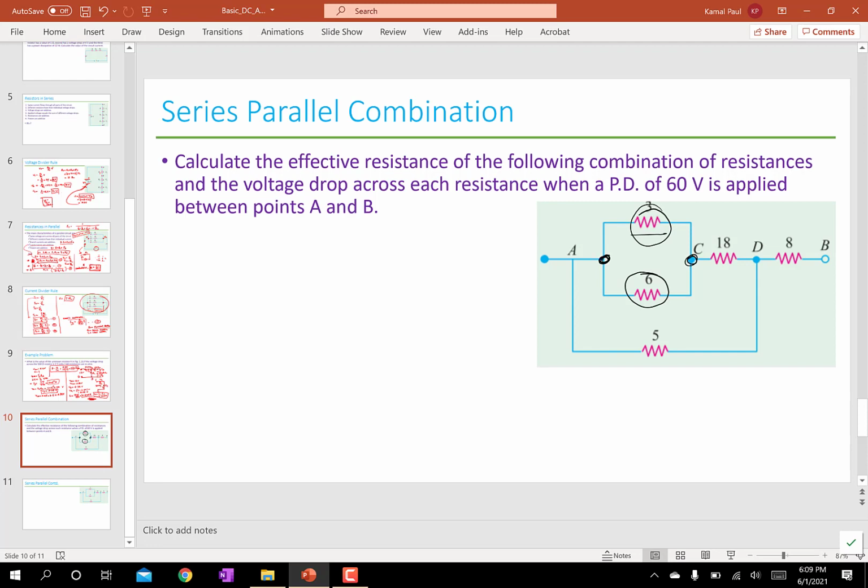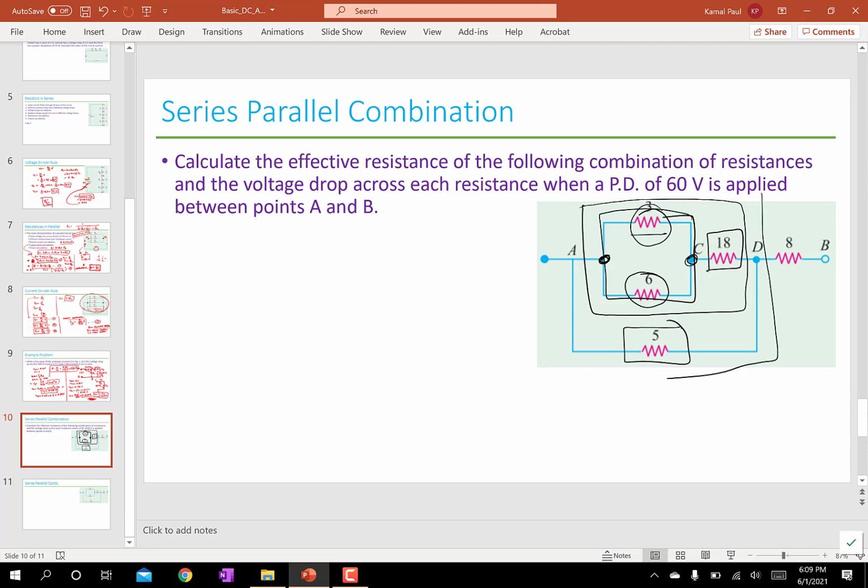So this complete branch is again connected in series with this one. Now this complete portion is again connected in parallel with this one, and then this complete portion is now connected in series with this one.